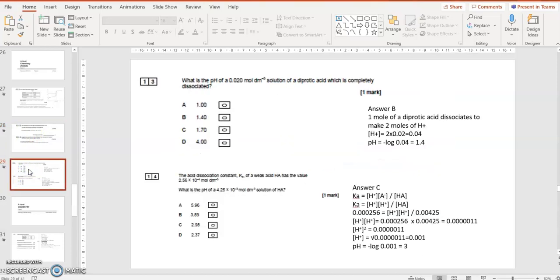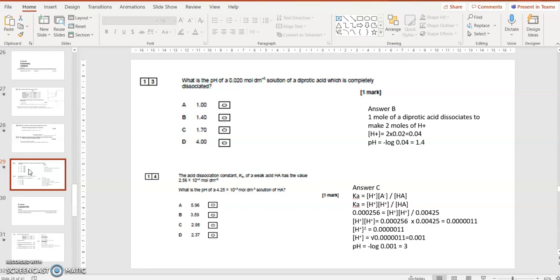Multiple choice: pH of a 0.02 solution of a diprotic acid. A diprotic acid is something like sulfuric acid, where 1 mole of the acid makes 2 moles of H+. So if I've got a concentration of 0.02 moles of the acid, I get twice the amount of H+ released when the diprotic acid dissociates. So 0.04 is my concentration of H+, minus log to the base 10 of it, 1.4 seems reasonable for an acid.